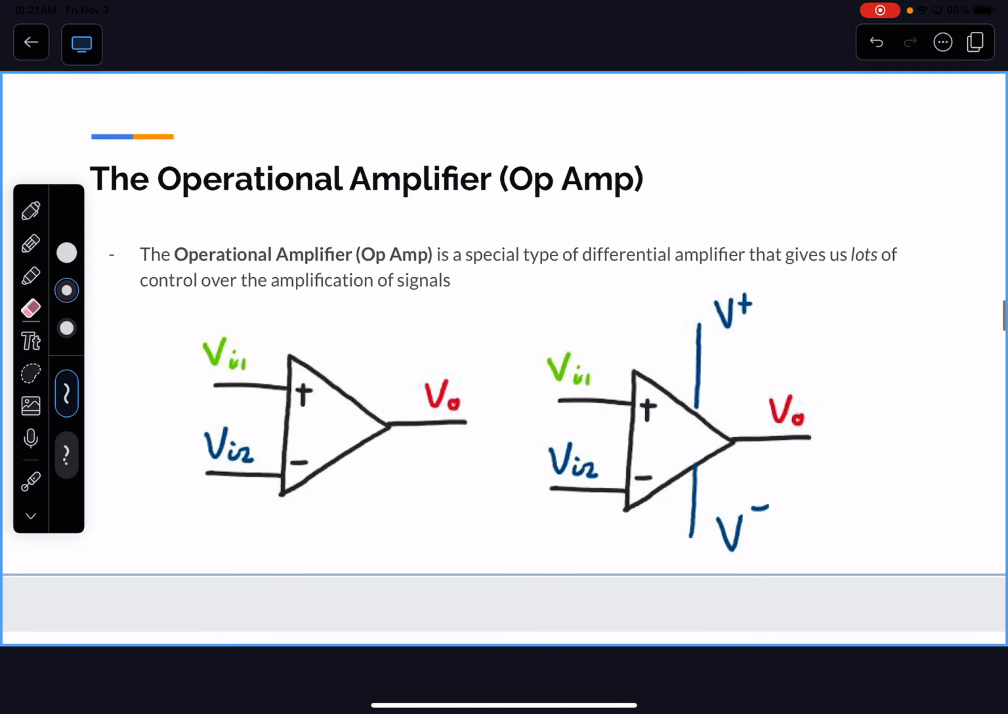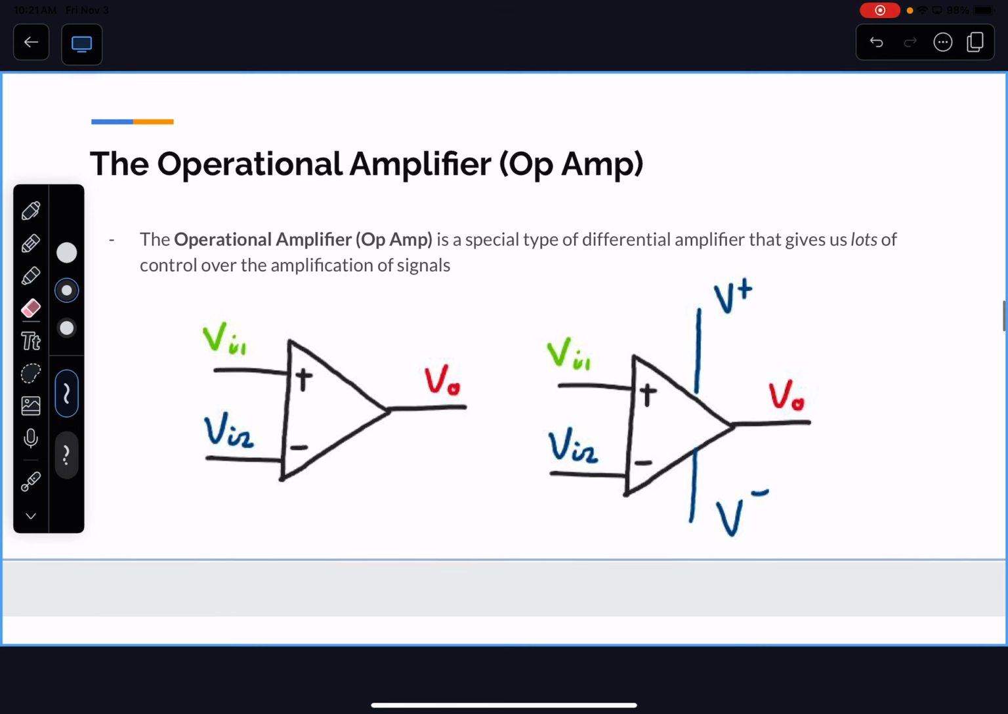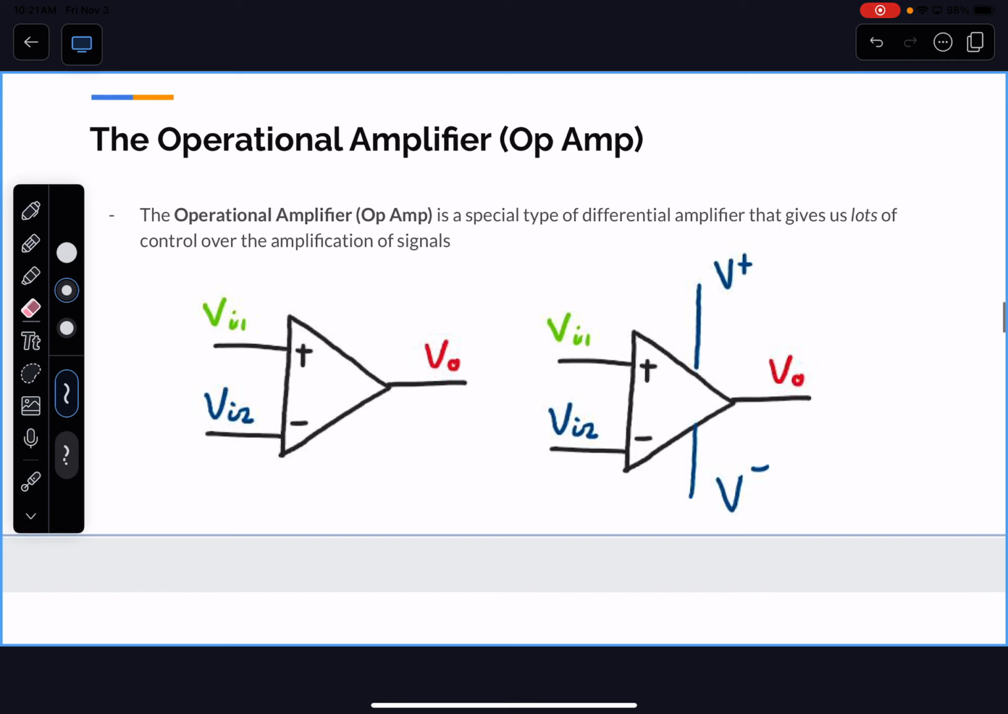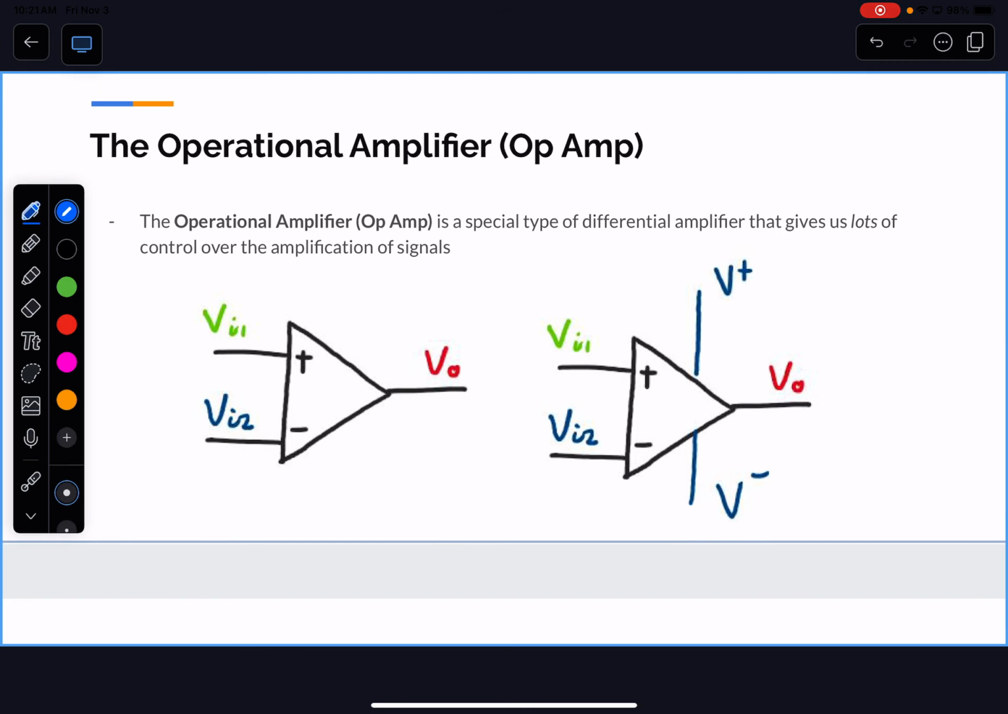Yeah. So the operational amplifier is a special type of it. It gives you a lot of control over the amplification of signals. And like I said earlier, you're not getting free energy, obviously. You're going to put in your own large power source that is able to supply the current and power you're about to control. So if you don't have that, you're just putting your input signal, nothing's going to happen. Right? There's no such thing as a free lunch.